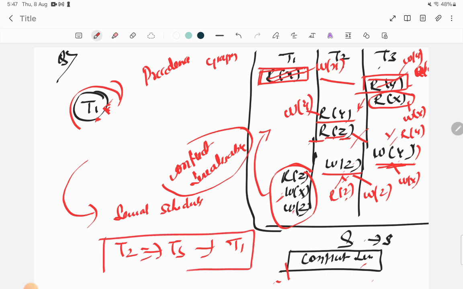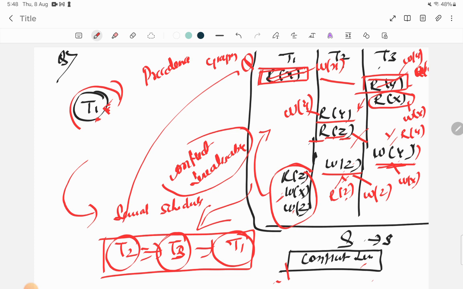So this is the equivalent serial schedule for this transaction. It means that in the serial schedule, it will happen like this. First of all, T2 will occur, then T3 will occur, and then T1 will occur. So for this question, this is the corresponding serial schedule. That was all about conflict serializability.